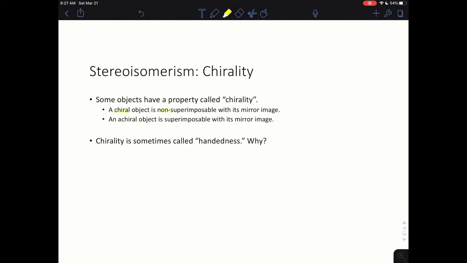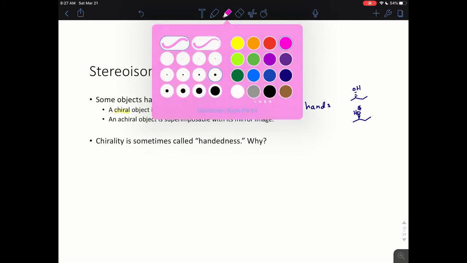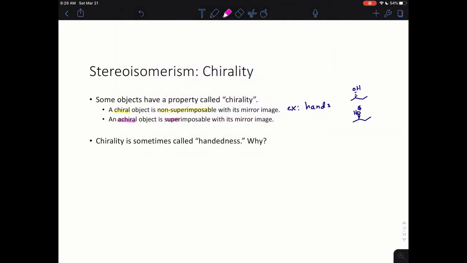A chiral object is non-superimposable with its mirror image. This is like your hands or the two butanols that we looked at. Now, not all objects have this property. So we also have achiral objects. Achiral objects, they are not chiral, they lack chirality, and they are superimposable with their mirror images. So achiral, they lack chirality. They do not have what's called an enantiomer.